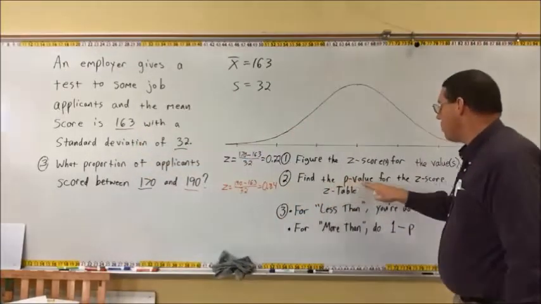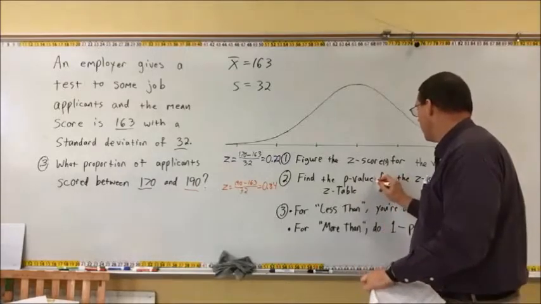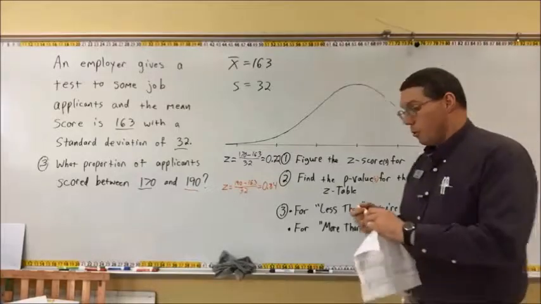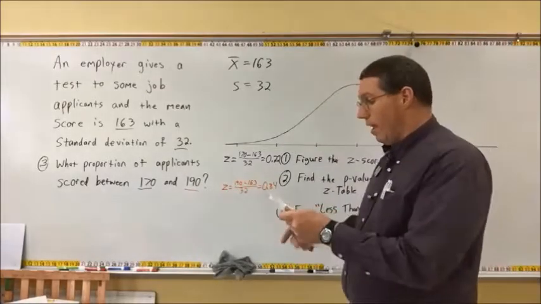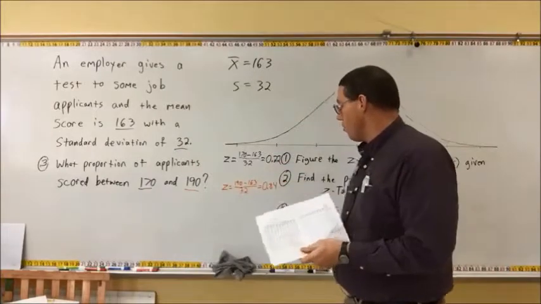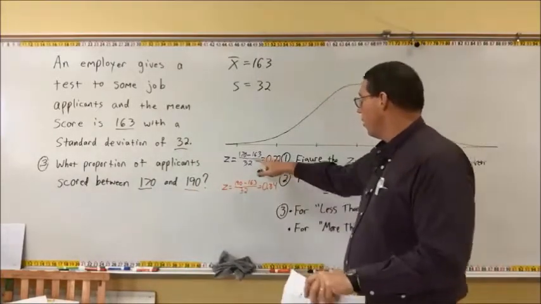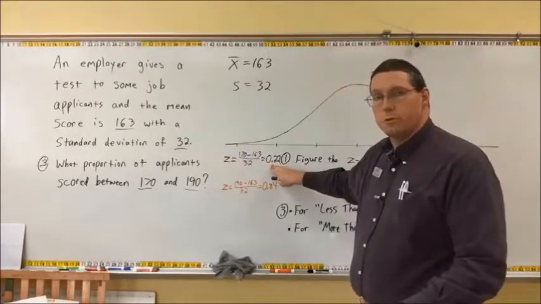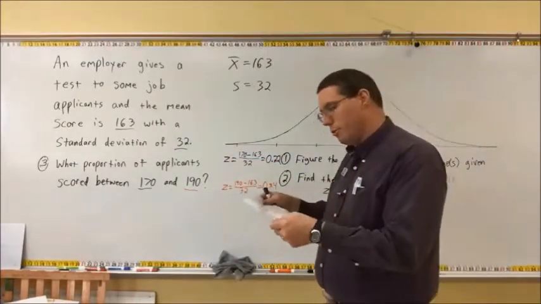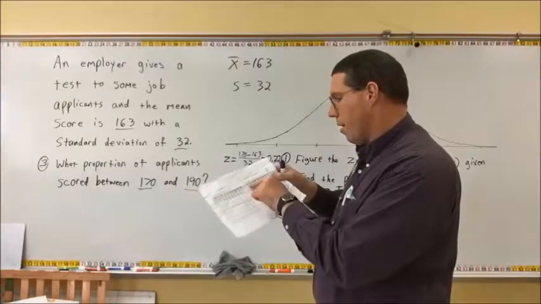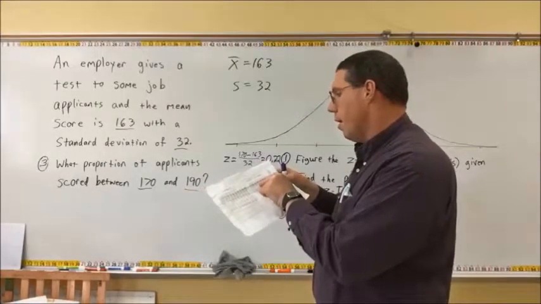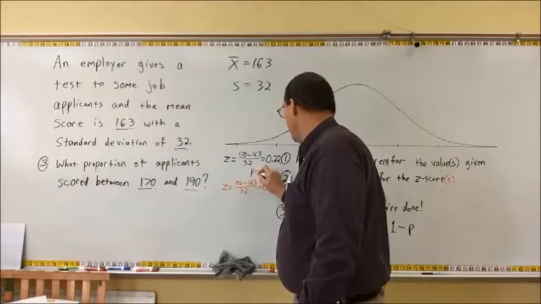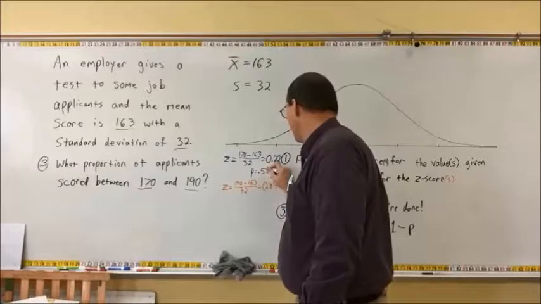Step 2 here, find the p-values for the z-scores, because there's two of them. So we've got to find two p-values in the table given two z-scores. So let's do the z-score for 170 gave us a z-score of 0.22, so let's look that up in the table. 0.22, that's going to be over here on the right-hand side. 0.22 is 0.5871. So a p-value of 0.5871.